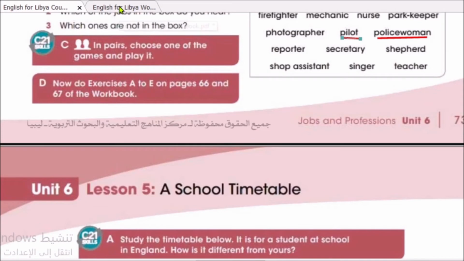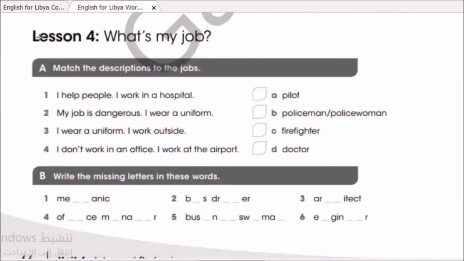Let's go and check the workbook. The workbook, Unit 6, Lesson 4. What's my job? First question, question A. Match the descriptions to the jobs. We have 1, 2, 3, 4 descriptions and the jobs. Read the descriptions, match them to the jobs, and then come back and check. You can stop the video to do this.